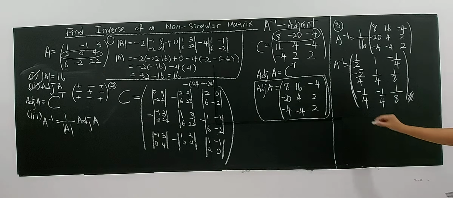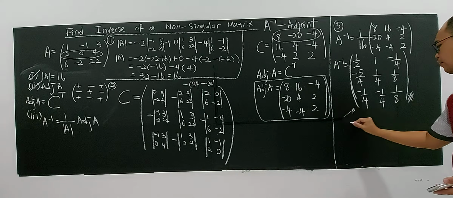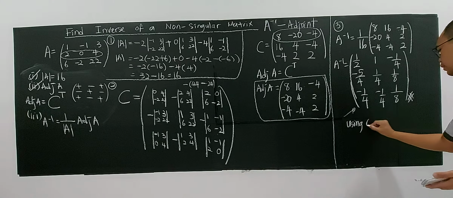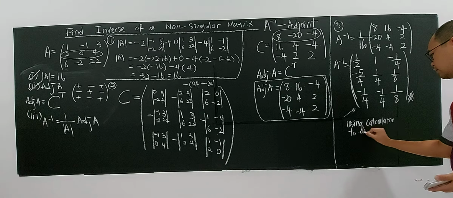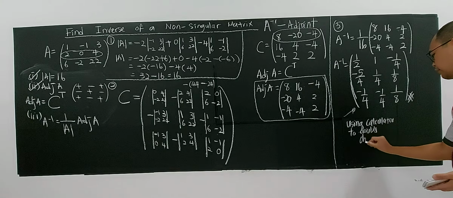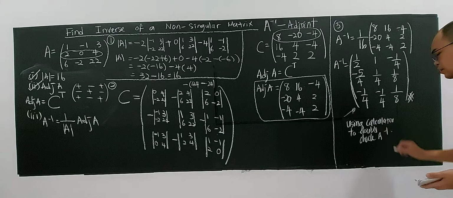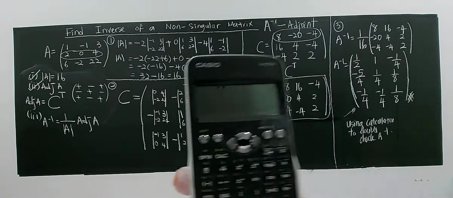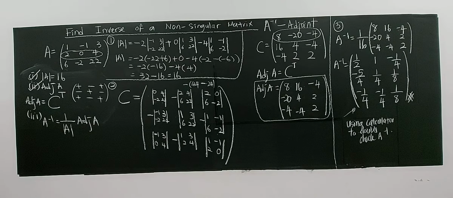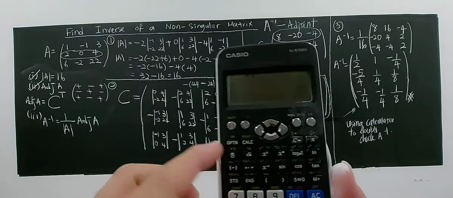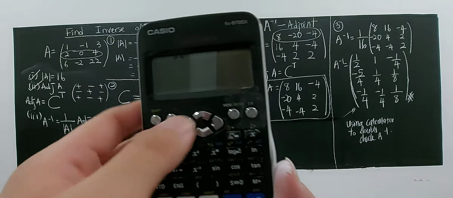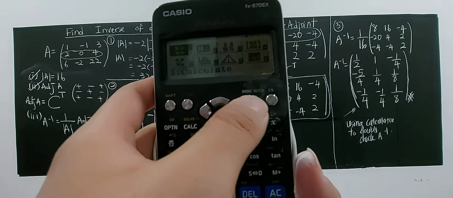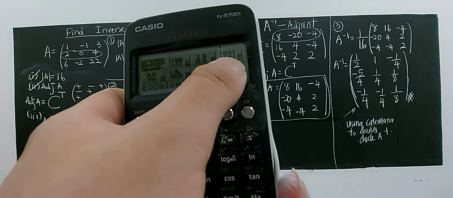answer. So you can use a calculator to double check your answer, right? Double check your A inverse. What I mean is by using this calculator. Hope you see how I'm going to use this calculator to find the inverse. So you have to make sure that your calculator is in matrix mode, right? So you go to the menu and choose the matrix option here, right?